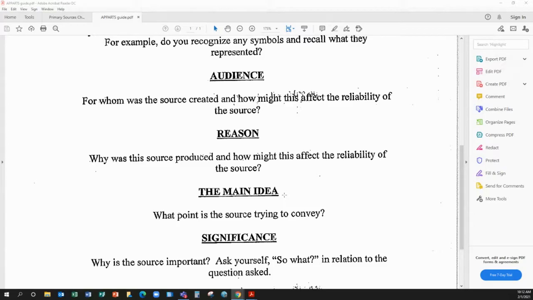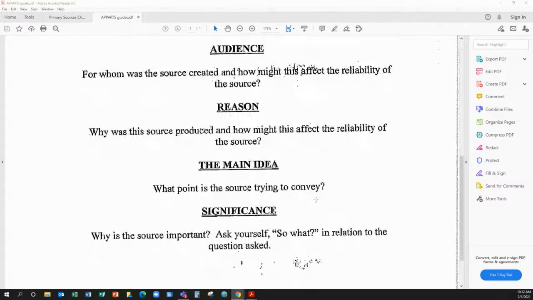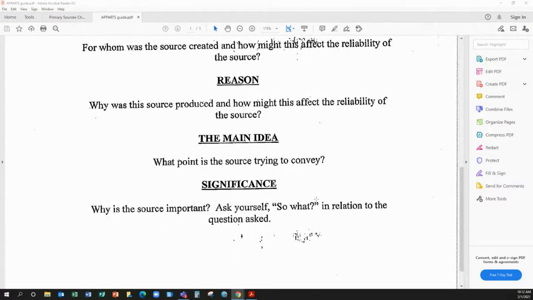The main idea, however, is where you can include a small amount of summary. So this could be just a brief synopsis, one paragraph at most, of the summary of the document. What point is the source trying to convey? And last but not least is significance. So why is the source important? Why are we even looking at this, 600 years later, 500 years later? And this, again, is different from the main idea and the reason.